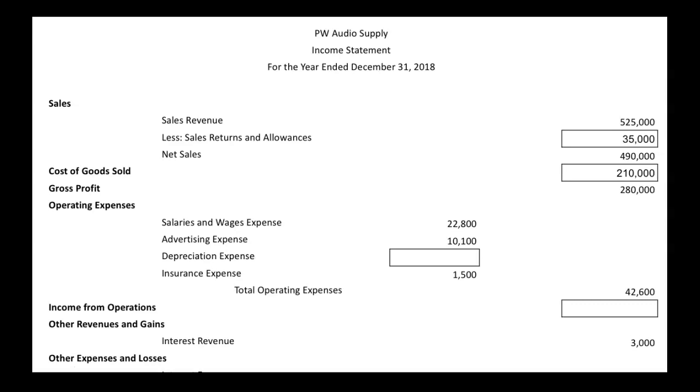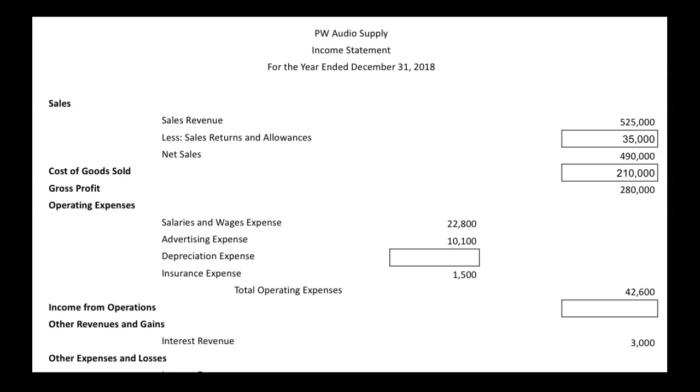Now we can take a look at our operating expenses portion. So we have these 4 different operating expenses. We have salaries and wages expense, advertising expense, depreciation expense, and insurance expense. Those 4 are going to add up to our total operating expenses of 42,600.